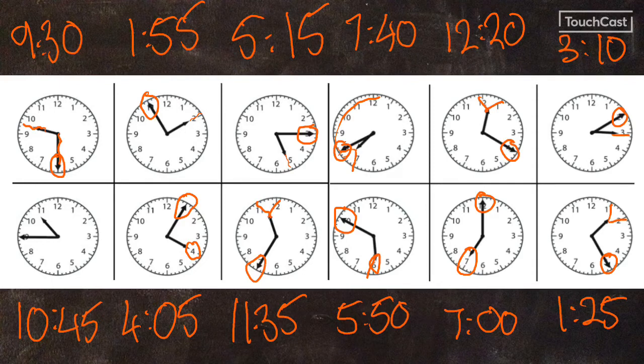And the last one, 10:45. So the hour hand is pointing between the 10 and the 11, and our dead giveaway for 45 past or quarter to is the minute hand right on that 9. And 9 lots of 5, if you count around 9 times, you'll get to 45, or you can know that 9 lots of 5 is 45.